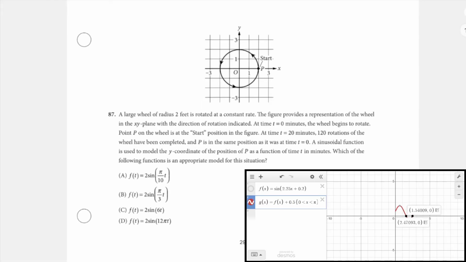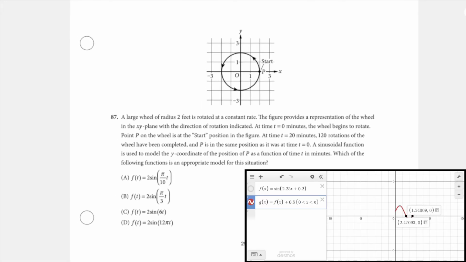A large wheel of radius 2 feet is rotated at a constant rate. The figure provides a representation of the wheel. Okay, we got a start point. At time t equals 20 minutes, 120 rotations of the wheel have been completed. The period is going to be the amount of time it takes to complete one cycle, so it's like minutes per rotation. And so that's going to be 20 minutes divided by 120 rotations. So the period is going to be 1 over 6.